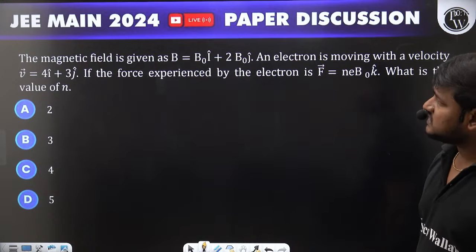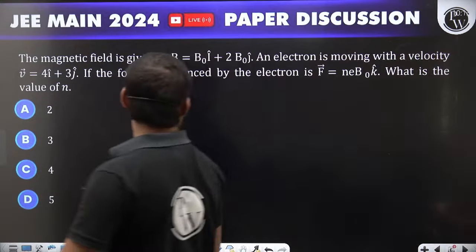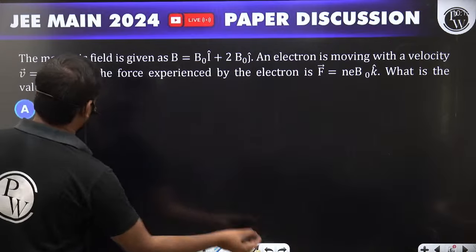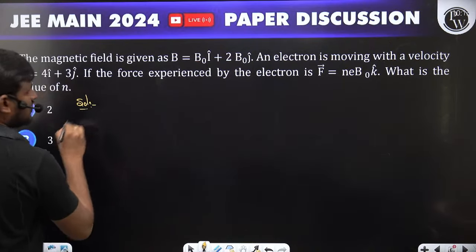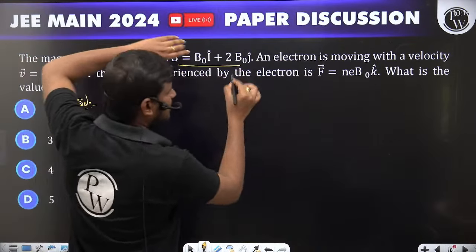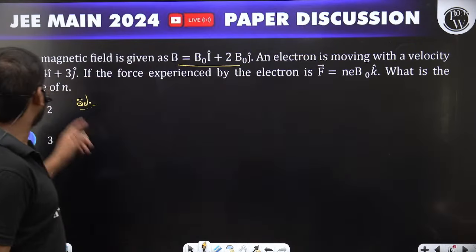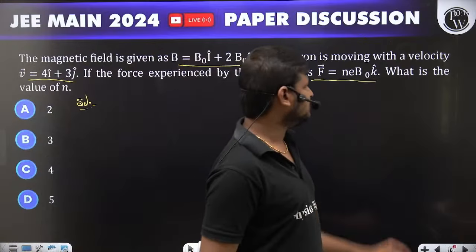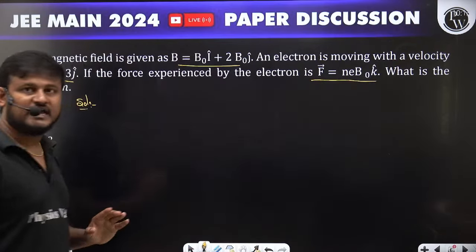So this question is from the magnetic field, moving charges and magnetism part. So here you could see that the magnetic field is given as a vector, and an electron is moving with a velocity. The velocity vector is given. If it experiences the force this much, what is the value of n?